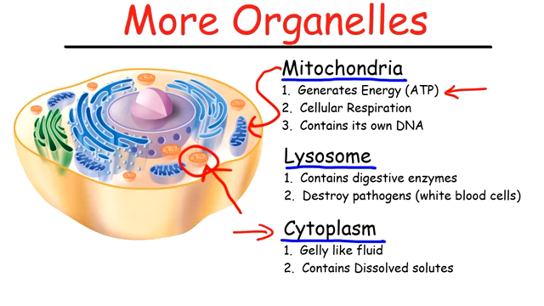Next up, we have the cytoplasm. The cytoplasm is basically the jelly-like fluid that is in the cell. So all of the organelles, they're dissolved in the cytoplasm. The cytoplasm contains solutes like salts, electrolytes, and other stuff like carbohydrates, lipids, and free-floating ribosomes and things like that.